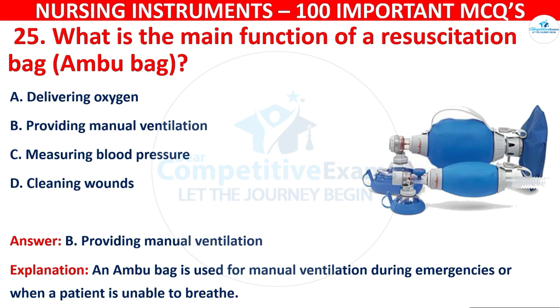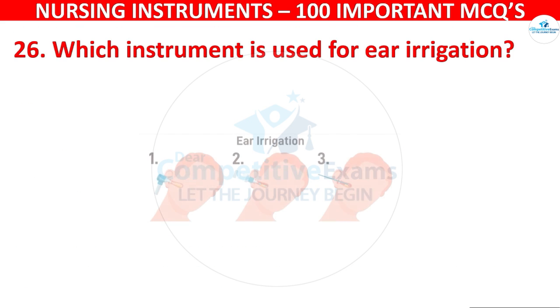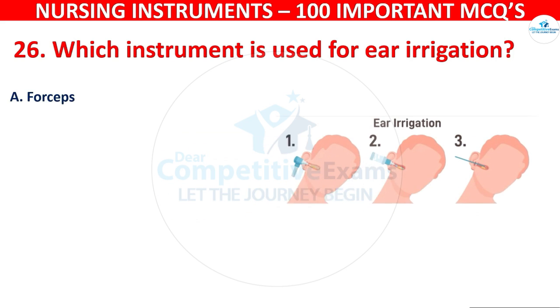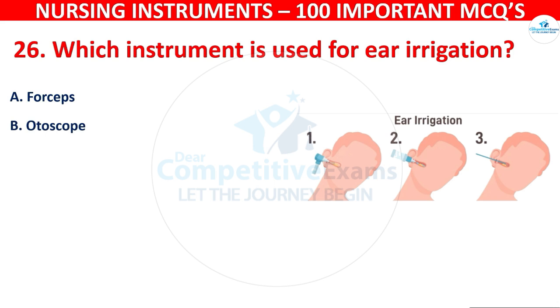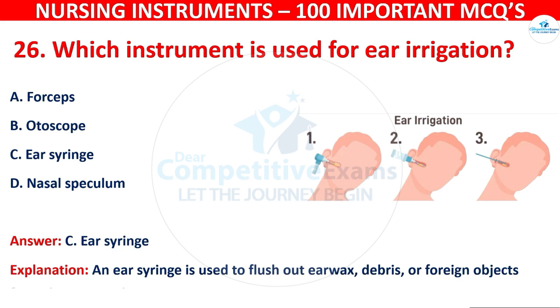Question number 26. Which instrument is used for ear irrigation? Your options are forceps, otoscope, ear syringe, or nasal speculum. The correct answer is C, that is ear syringe. An ear syringe is used to flush out earwax, debris, or foreign objects from the ear canal.